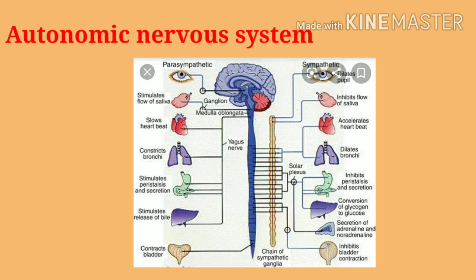In that, the impulse passes from the central nervous system to the preganglionic neuron. From this preganglionic neuron, it passes to the autonomic ganglion. From this autonomic ganglion it passes along the axon to the postganglionic neuron, and after that it affects the effector organ. This autonomic nervous system consists of the sympathetic and parasympathetic nervous systems.